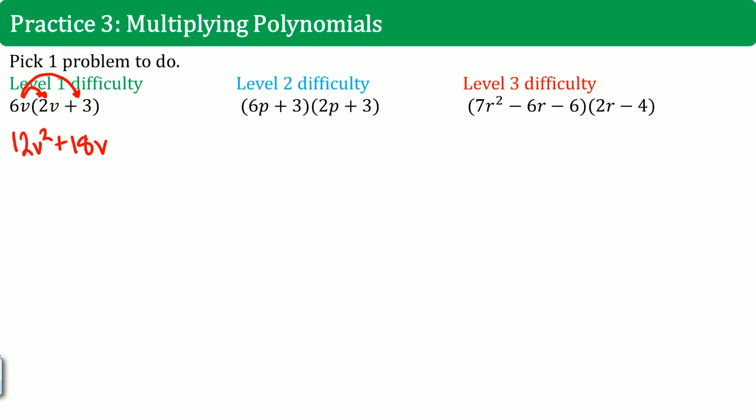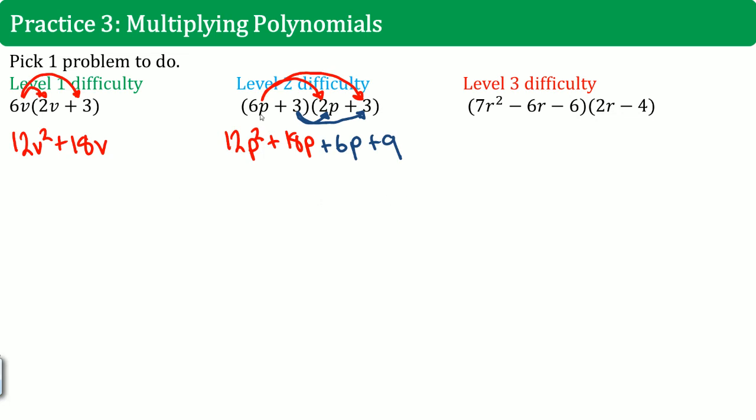There you go. Next, like our last problem, distribute this over to the first term. 6p times 2p becomes 12p squared. Then 6p is distributed to the 3, which gets you 18p. Now we have to distribute it to the second term. So the 3 is distributed to the 2p, which gets you 6p. Then 3 times 3 is 9.